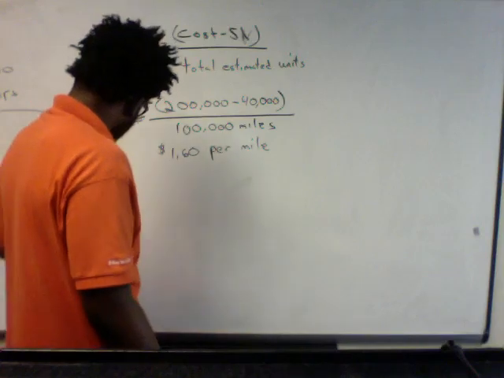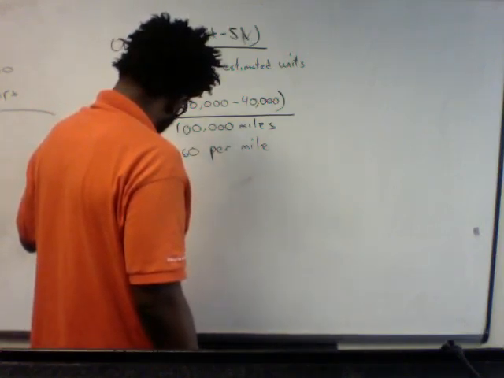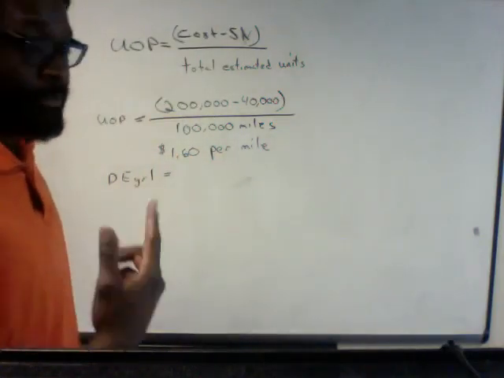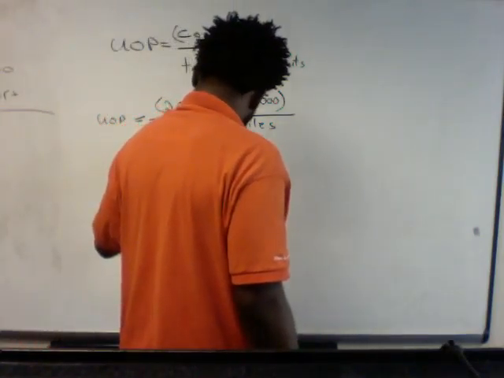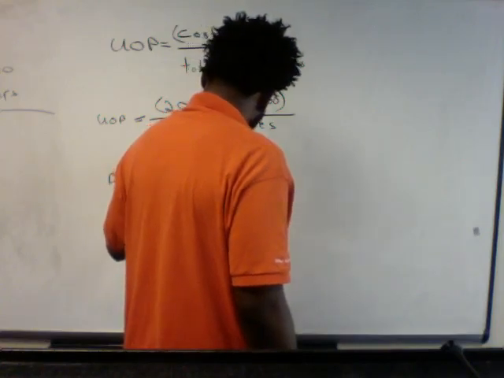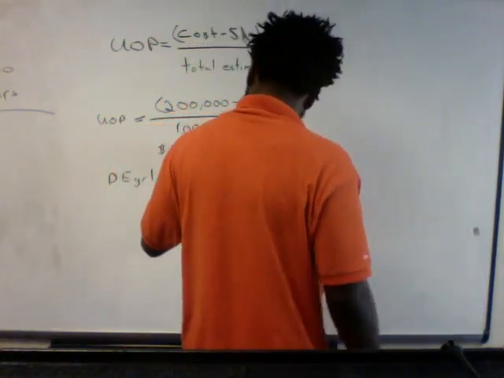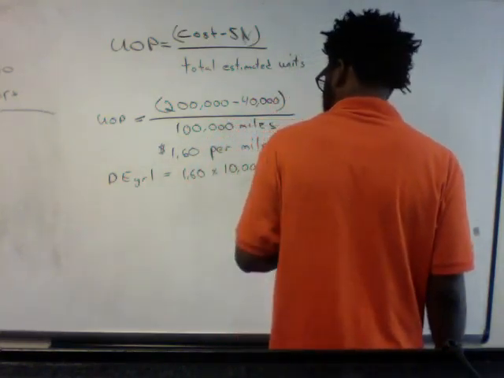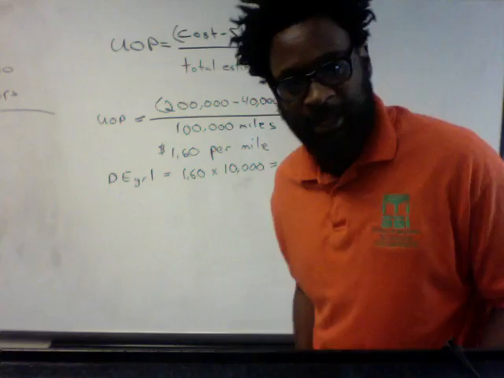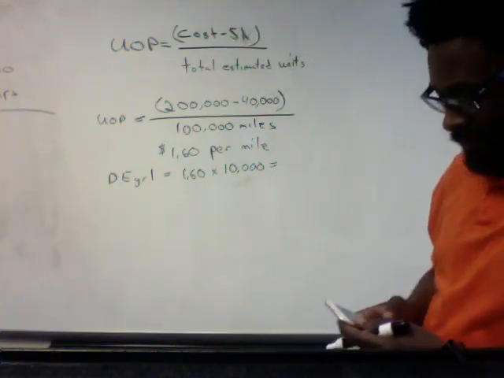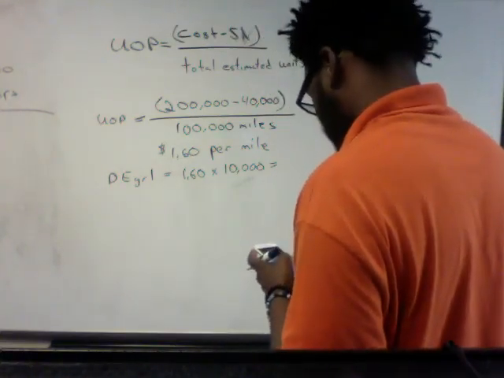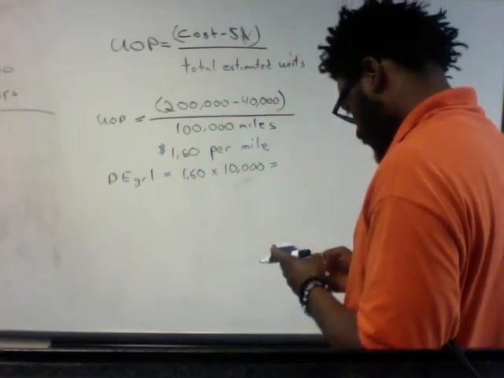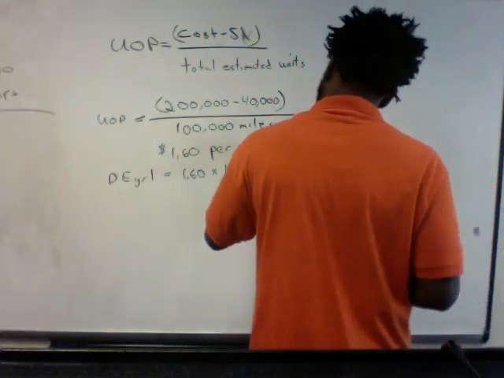So if I wanted to calculate depreciation expense for year one, how would I do that? Well, I would take the $1.60 and multiply that times how many miles I drove this year, which was 10,000, and that would give me the amount that I have to depreciate, right? How much is that? So let's see. 160... 16,000, right?